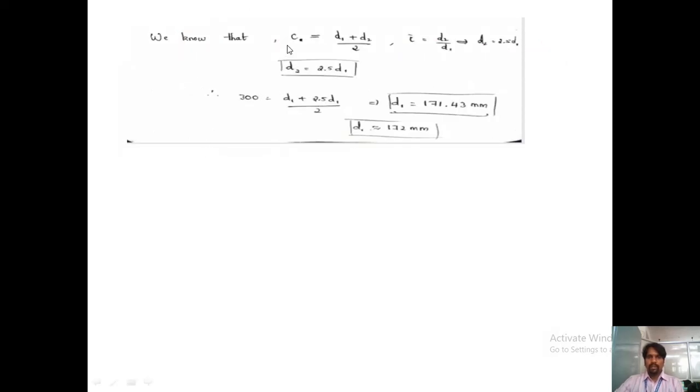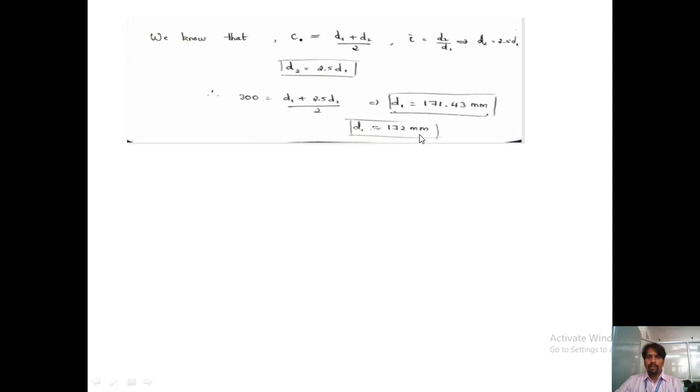The center distance C is given by (d1 + d2) divided by 2. In this, d1 and d2 are unknown. To obtain the relation between d1 and d2, we know the speed reduction ratio i is equal to d2 by d1, which gives d2 equal to i times d1. So d2 becomes 2.5 times d1. Let's substitute d2 in this equation. So we get center distance equal to (d1 + 2.5 d1) divided by 2. We get d1 equal to 171.43 mm, so approximately 172 mm.